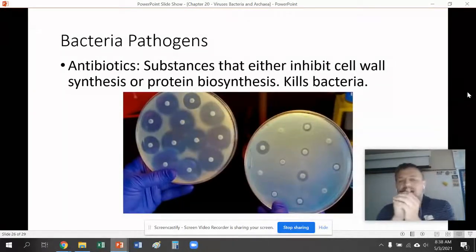Antibiotics, this is a substance that either inhibits or kills the bacteria cells, and they do it in a couple of different ways. You can see where they inhibit the cell wall, or they stop some biochemical, biosynthetic, or metabolic pathway, and you can see how they kill the bacteria.